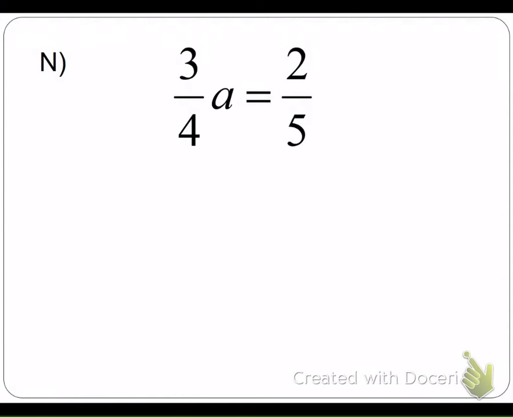So right now I have a fraction 3/4 times a, and that equals 2/5. So I need to multiply by the reciprocal. So the reciprocal, that's with the variable, the coefficient of the variable. So flip it. That gives me 4/3. So I'm going to multiply both sides by 4/3. 4's go away. 3's go away. I'm left with a on the left side.